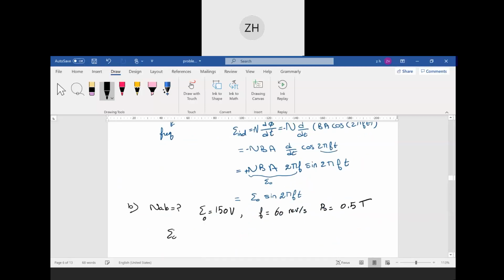So all we have to do is write down the expression of E0, which is NBA 2 pi f. We are interested in the value of NAB. We know that AB is the area itself, so we can rearrange this. It will be E0 over the magnetic field B times 2 pi f. We know the value of E0 is 150, the magnetic field is 0.5, 2 pi, and f is 60. So this gives us the final value of NAB, which is 0.8 meters squared.